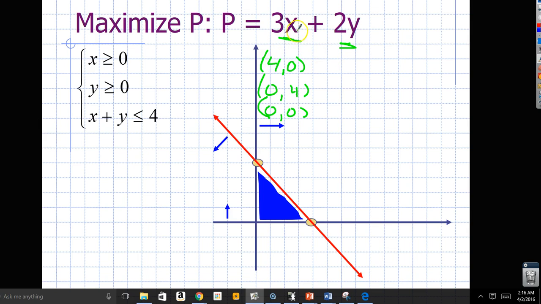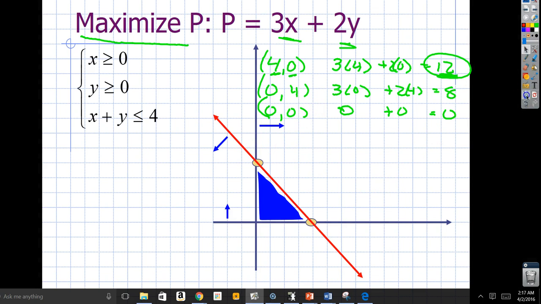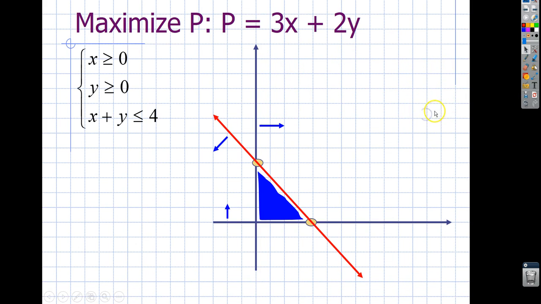So that'd be 3 times 4 plus 2 times 0, which gives us 12. 3 times 0 plus 2 times 4, which gives us 8, and then 0 plus 0 would be 0. So if we were maximizing, we would want the maximum one. So we maximize a profit of 12 when x is 4 and y is 0. And that's what the next slides are going to go through and show you.